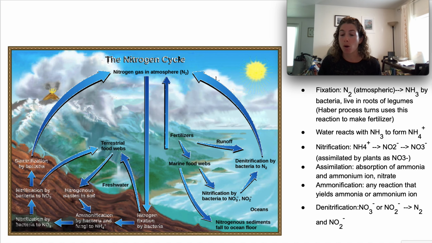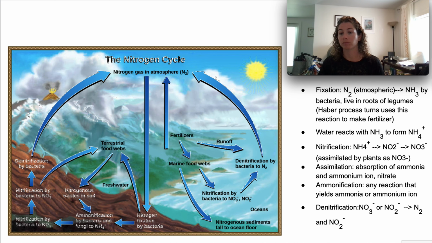Water reacts with ammonia to form an ammonium ion, ammonium. So you have ammonia released by fixation, and then it reacts with water to form ammonium, NH4+. Nitrification is when you convert that ammonium into NO2 and then into NO3, which is how plants really, really want it. They really want it as nitrates.